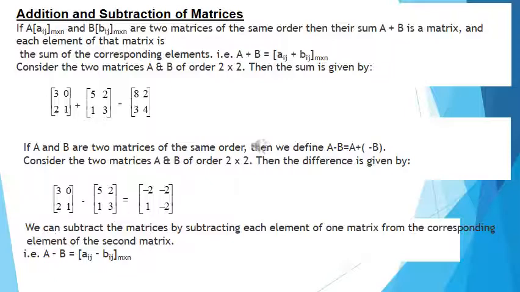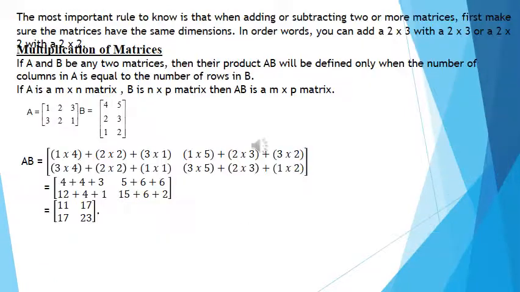So we can subtract matrices by subtracting each element of the second matrix from the corresponding element of the first matrix. Just like addition, we are working with corresponding elements of the two matrices. A minus B is equal to aij minus bij, an m by n matrix.